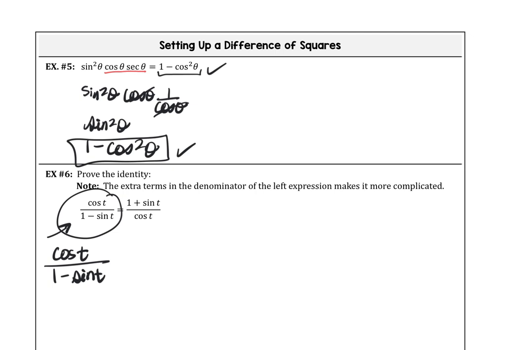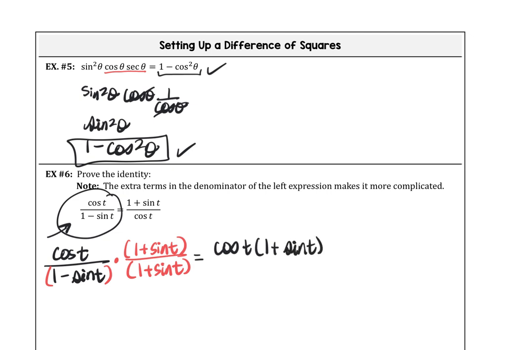So that means we're going to have to multiply this by the conjugate of the denominator. That's one of the tricks you have to use: multiply by the conjugate in order to manipulate it. Because remember, this is just an expression of 1. This is just 1. So this gives me cosine t times 1 plus sine t. On the bottom, if I multiply that, I get 1 minus sine squared t.